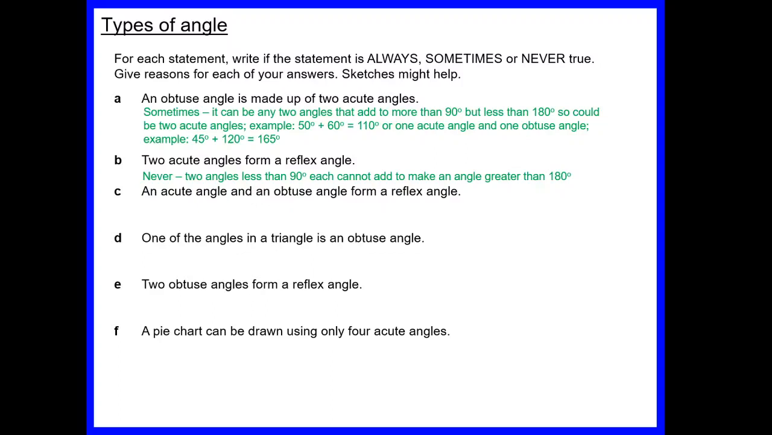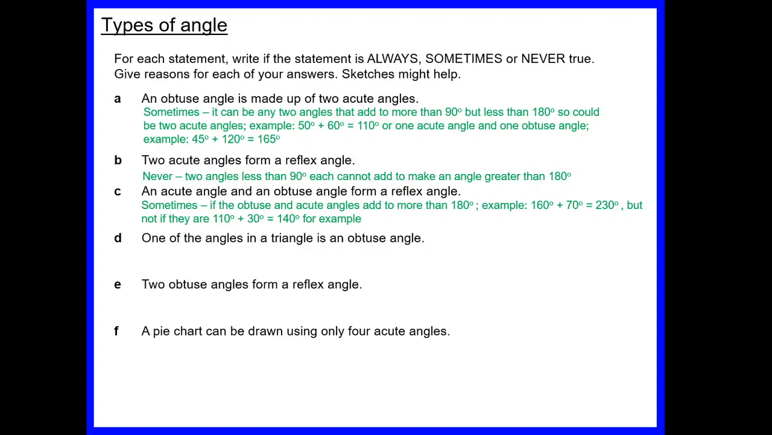An acute angle and an obtuse angle form a reflex angle. So again, that's sometimes true. If the obtuse and acute angles add up to more than 180 degrees. So for example, if we had 160 degrees as an obtuse angle and 70 degrees as an acute angle, that would add to 230, which is a reflex angle. But if we had 110 degrees as our obtuse angle and 30 degrees as our acute angle, that adds to 140, which is an obtuse angle, not a reflex angle. So again, that is only sometimes true.